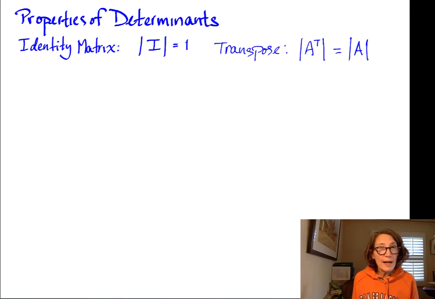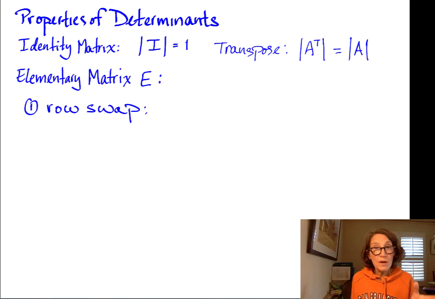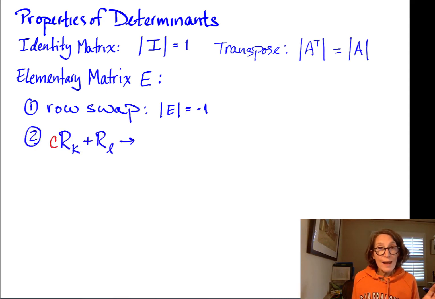All right, so what about elementary matrices? Remember, an elementary matrix is a square matrix that's the result of a single elementary row operation performed on an identity matrix. So one of those operations is a row swap. And we know on any matrix, when you swap two rows, the determinant of the new matrix is just minus 1 times the determinant of the old matrix. So if we do a row swap on the identity matrix, the determinant of that new matrix is just negative 1.